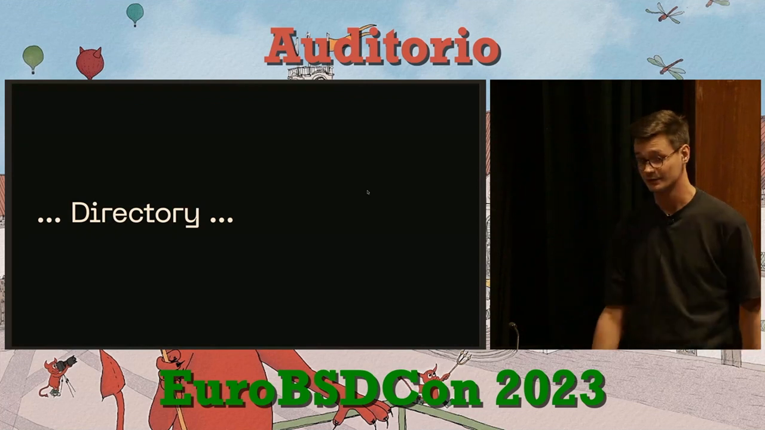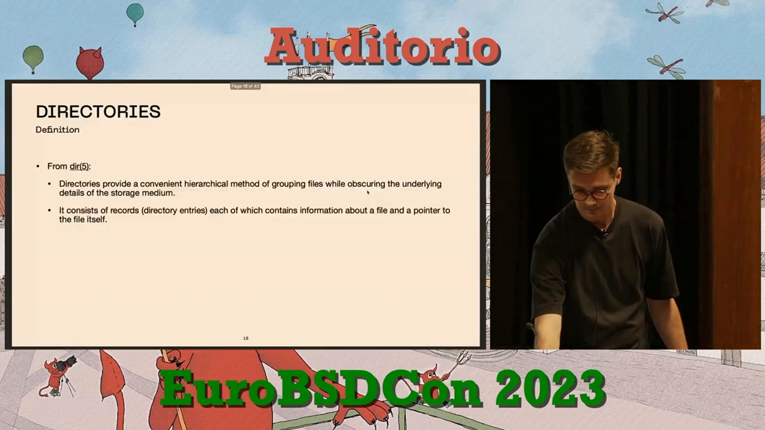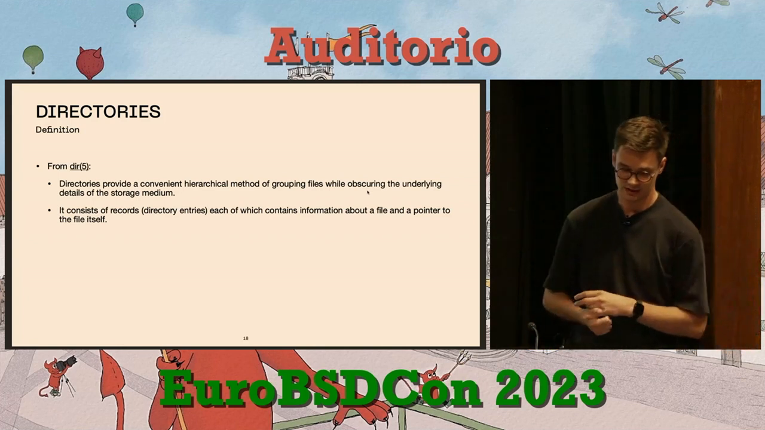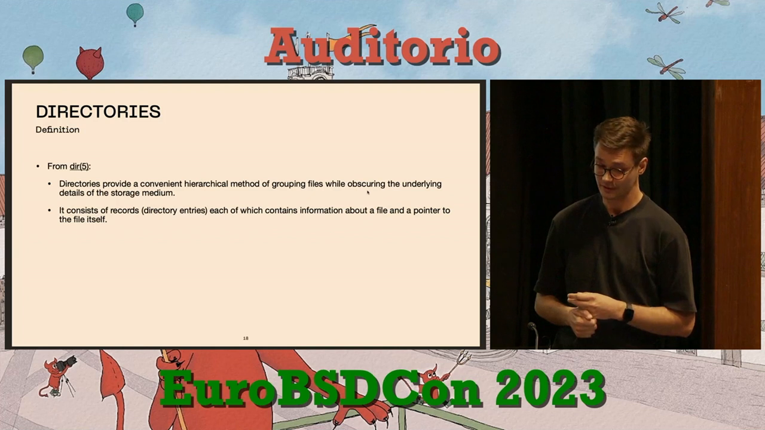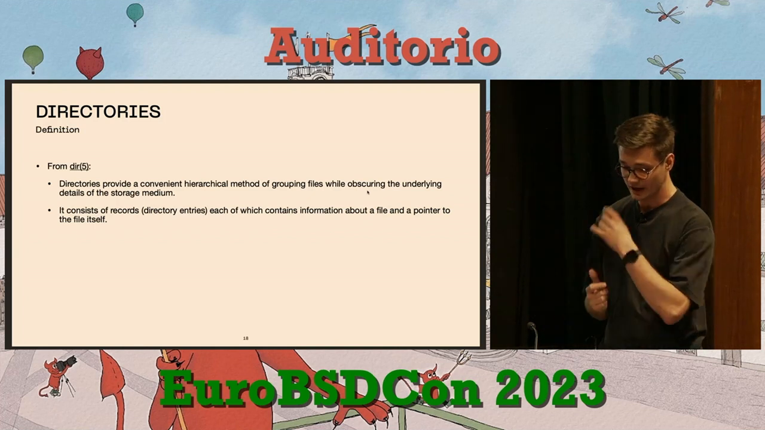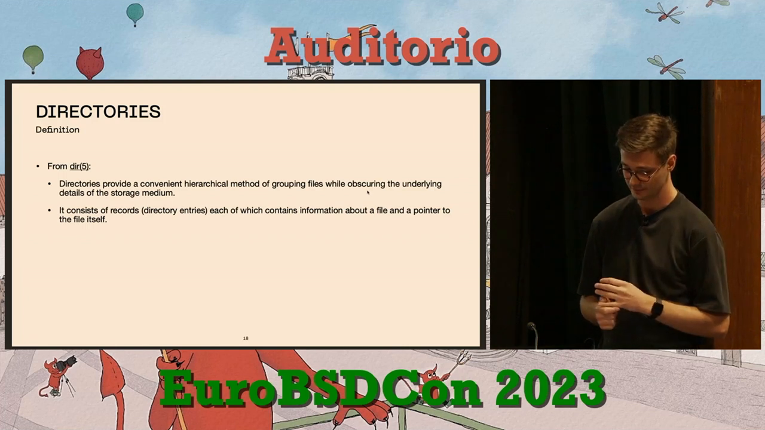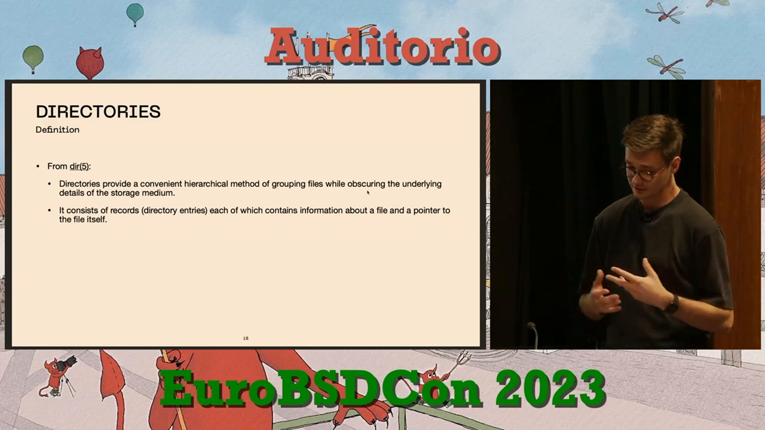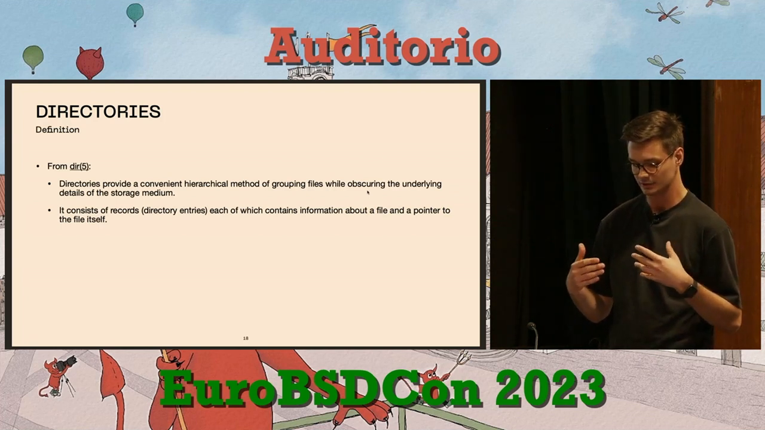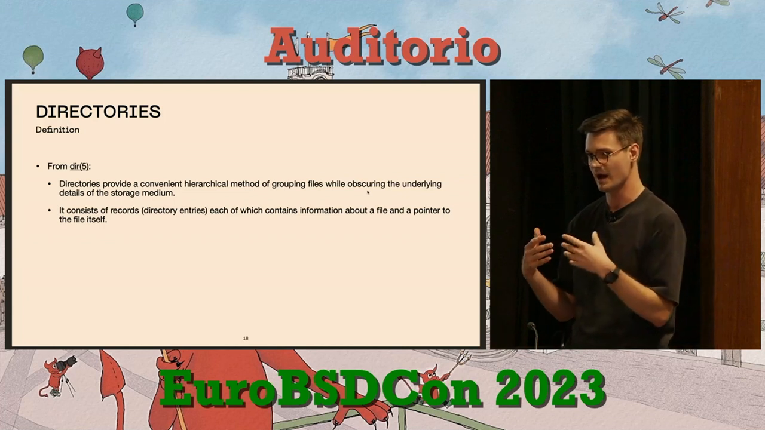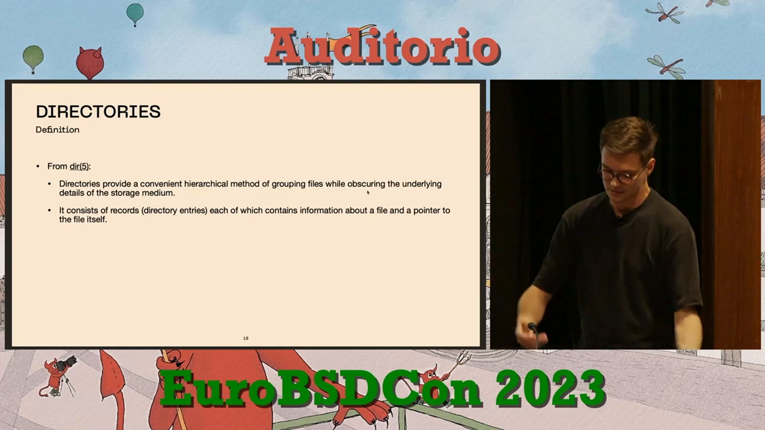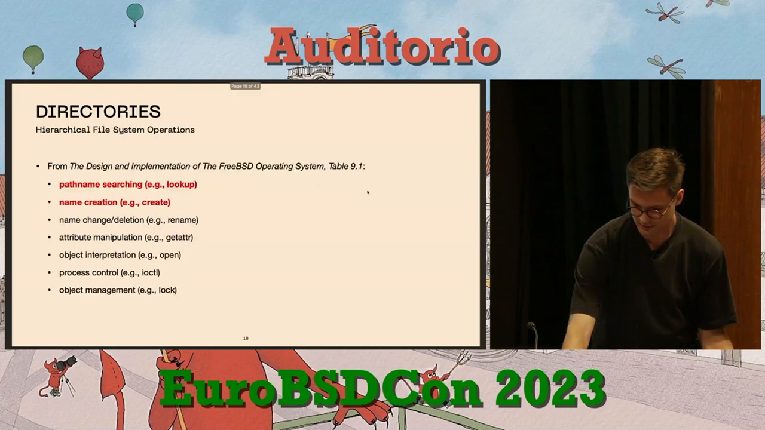So, directories. From our wonderful manual pages, we can learn that directories provide a convenient hierarchical method of grouping files while obscuring the underlying details of the storage medium. A directory consists of records, directory entries, each of which contains information about the file and a pointer to the file itself. So a directory is basically a map of file names to some identifier. Let's take a look at how it's done.